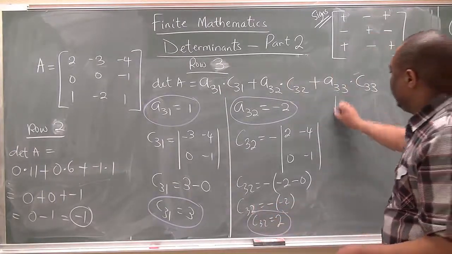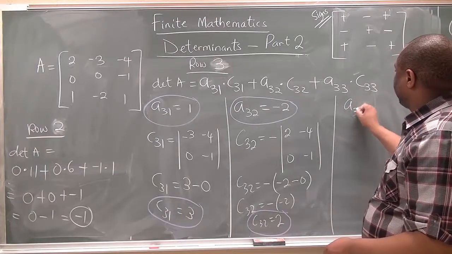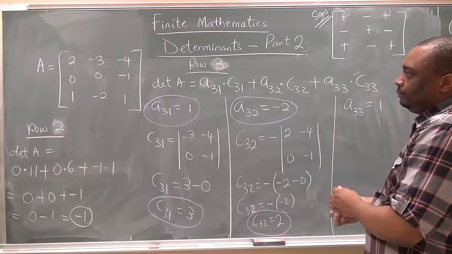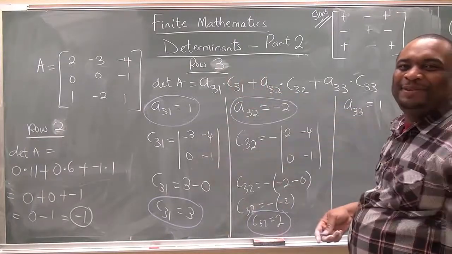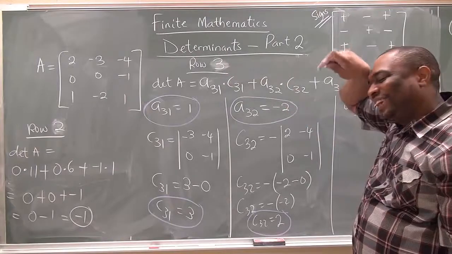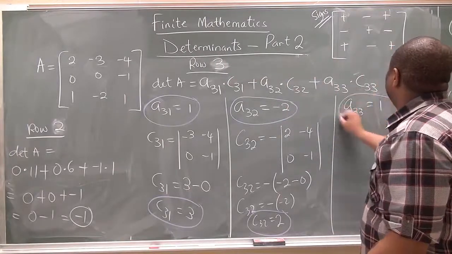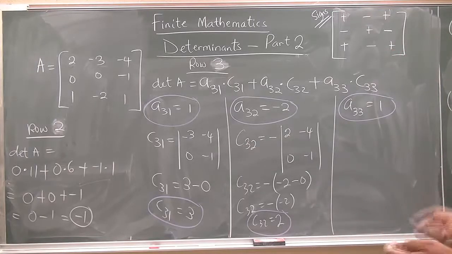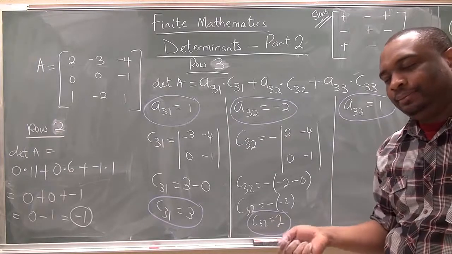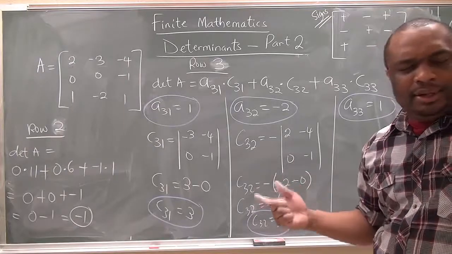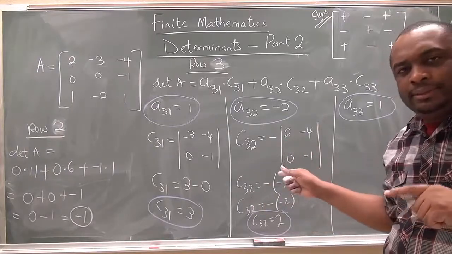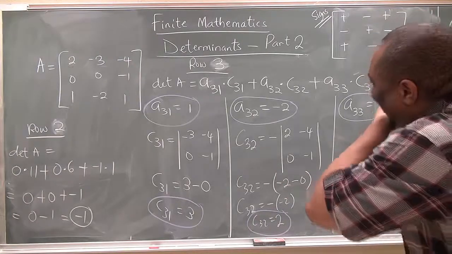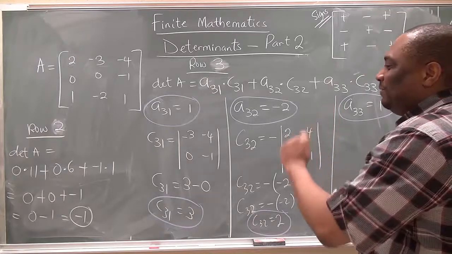Okay, then the next one, A33. A33 is 1. I wrote A23 as negative 4 before because I was looking at A13. Don't mind me. So A33 is 1. Just be careful. When you're solving this, you have to be relaxed. Stop thinking about other stuff. Focus on this. Relax.